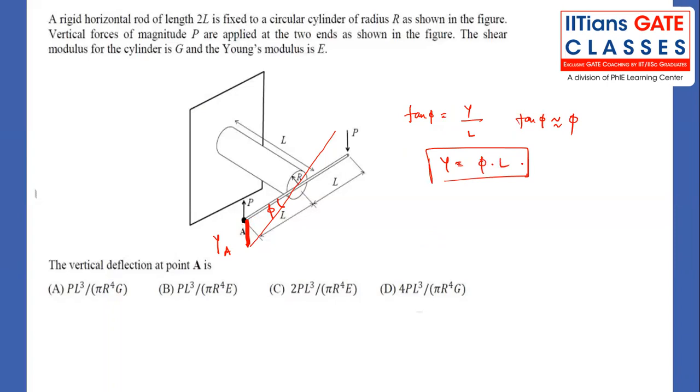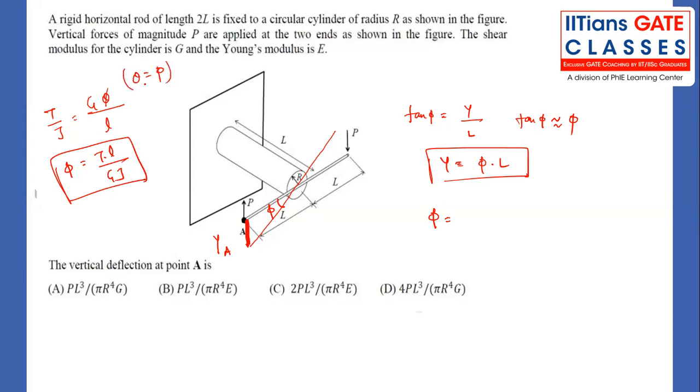All together, we need to find phi. What is the formula? T by J equals G theta by L, or G phi by L. So from here we can write phi equals T L by G J. Remember, theta and phi are both the same, notation wise. Now, what is the twisting moment? P and P will create the twisting moment, so the twisting moment T we can write as P into 2L.